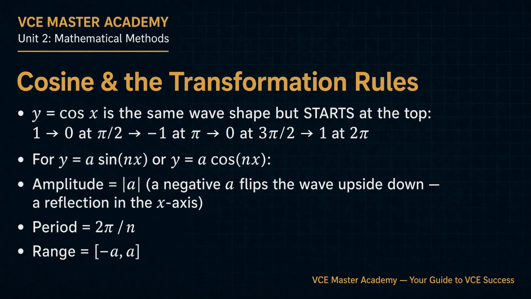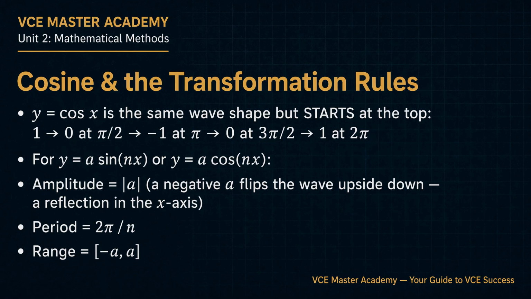Look at y equals a times sine of nx. The number a controls the amplitude. It stretches the wave taller. The amplitude is the size of a. We write it as the absolute value of a, so the graph reaches up to a and down to minus a. If a is negative, the wave simply flips upside down, reflected in the x-axis.